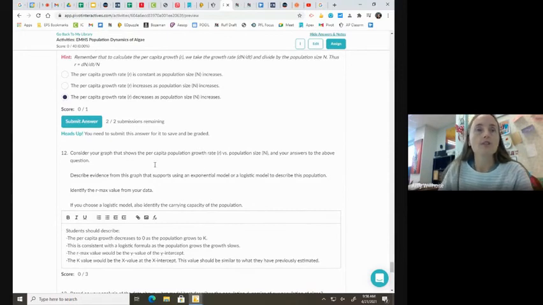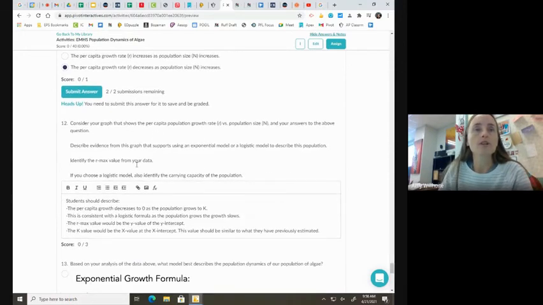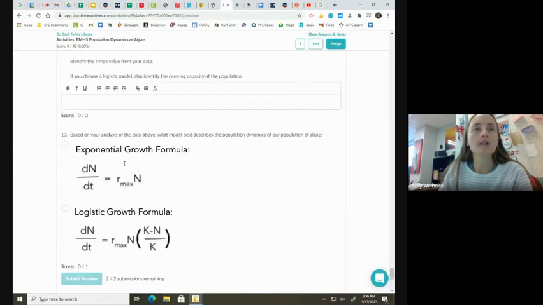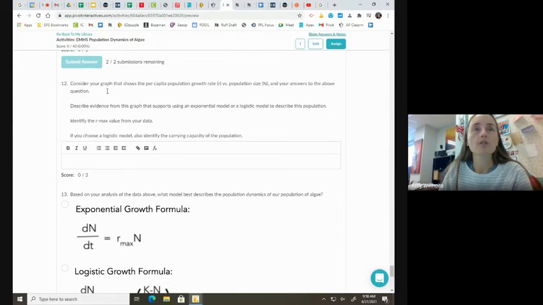So consider your graph that shows the per capita population growth. And then you finish up basically this whole entire thing. There's just a couple questions here.